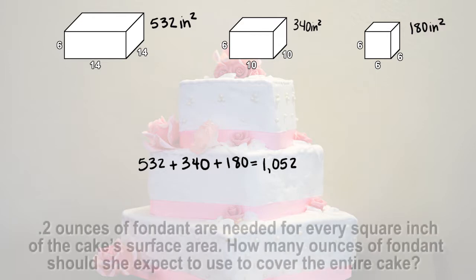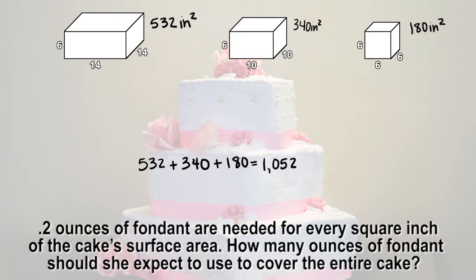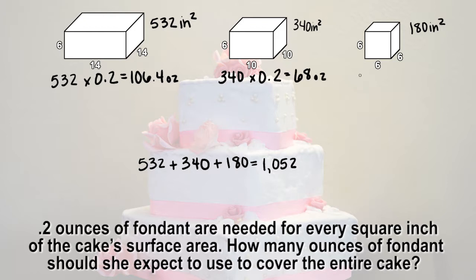The problem states that 2/10 of an ounce will be needed for every square inch. In order to find out how much fondant will be needed, the surface area must be multiplied by 2/10. One way would be to multiply each tier's surface area by 2/10, then add the total together. 532 times 2/10 equals 106 and 4/10. The middle tier is 340 times 2/10 equals 68. And the top tier is 180 times 2/10 equals 36.